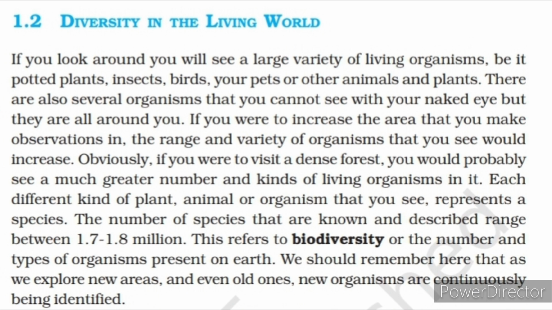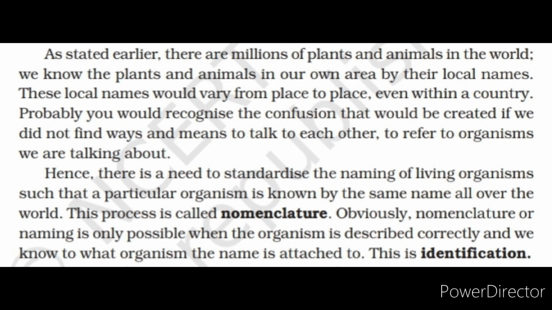Each different kind of plant, animal or organism that you see represents a species. The number of species that are known and described range between 1.7 to 1.8 million. This refers to biodiversity or the number and types of organisms present on Earth. We should remember here that as we explore new areas, and even old ones, new organisms are continuously being identified. As stated earlier, there are millions of plants and animals in the world.